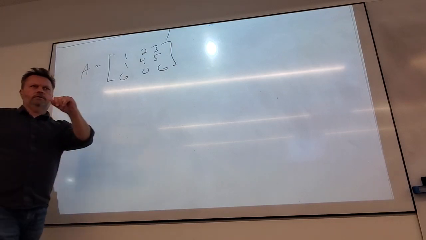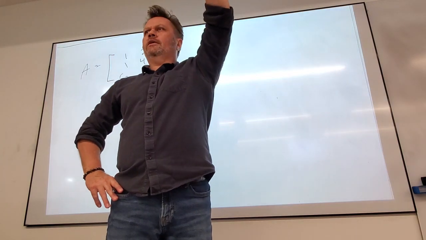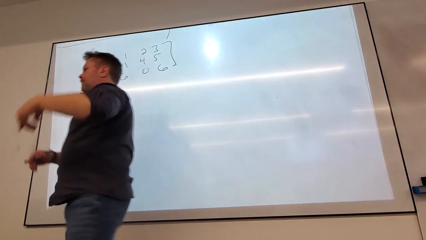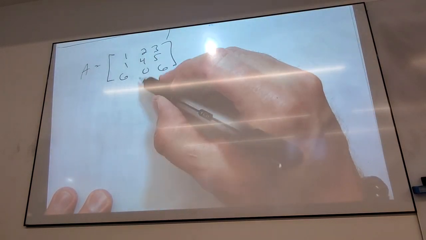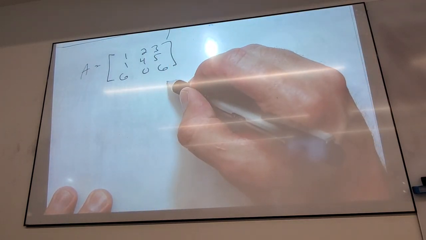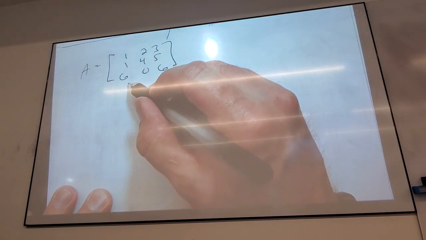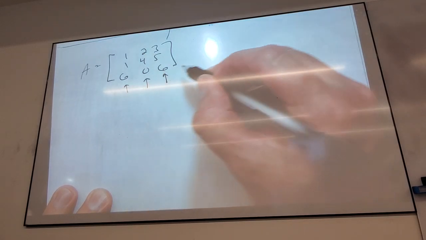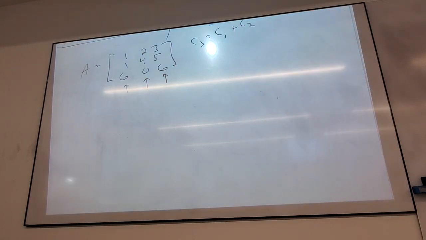I can't remember if I gave this last time, but this would be a nice overlap. Did I give this one last time? Yeah. Okay. Couldn't remember exactly where I left off. Do you see that column 3 is how related to column 1 and column 2? Column 1 plus column 2. Yes. So how many independent column vectors are there?